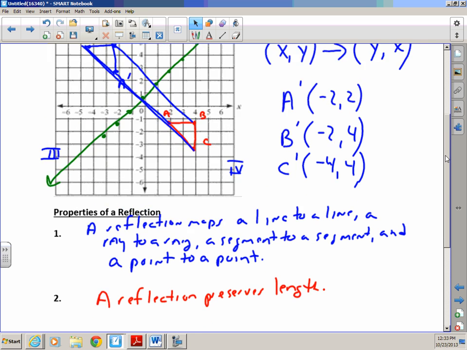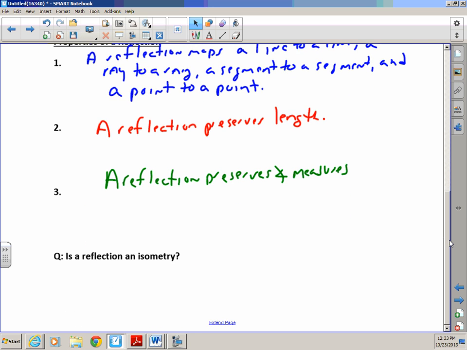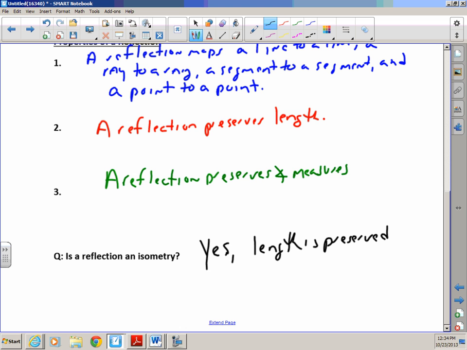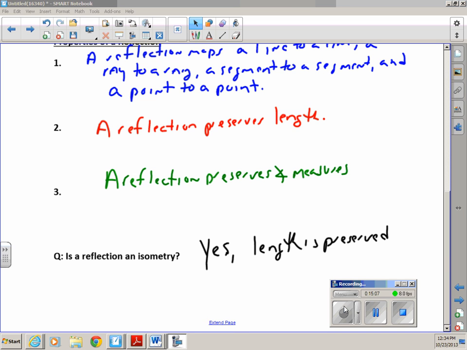And then the final question is, is a reflection an isometry, meaning is it a rigid motion, rigid change? Yes, length is preserved. So again, to summarize, what we talked about today was a reflection. A reflection is a change in the location of the figure where we flip the figure over a specifically identified line called the line of reflection.